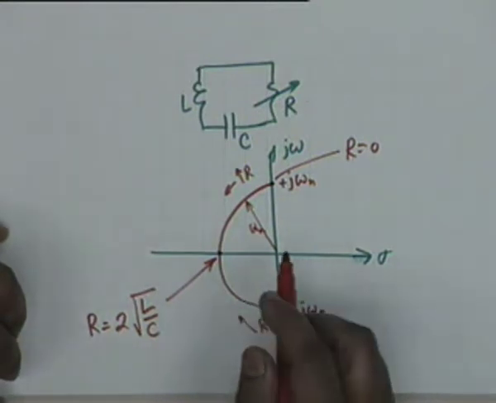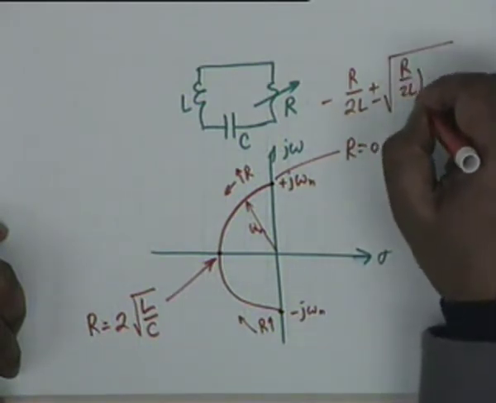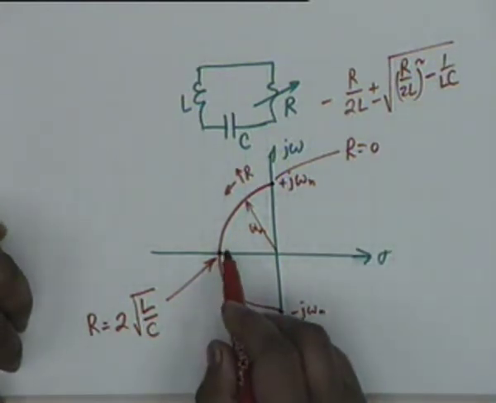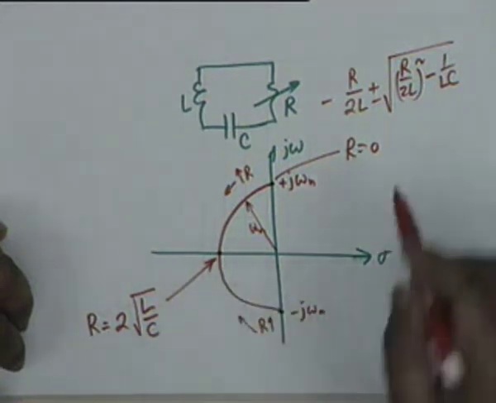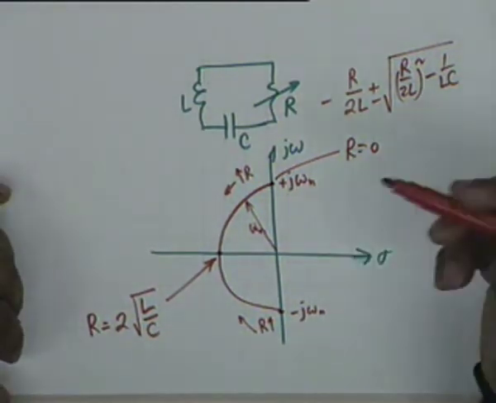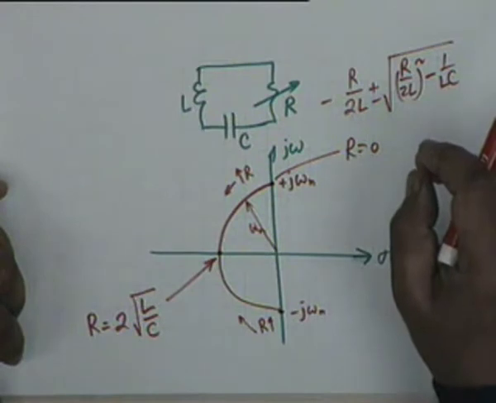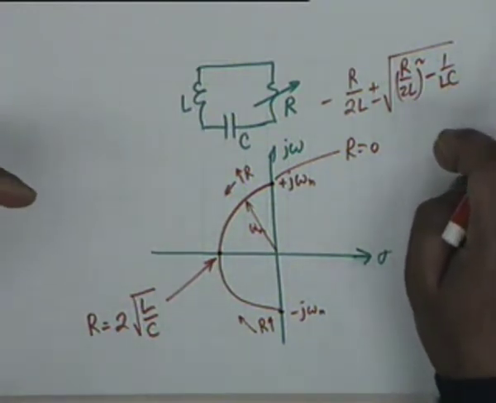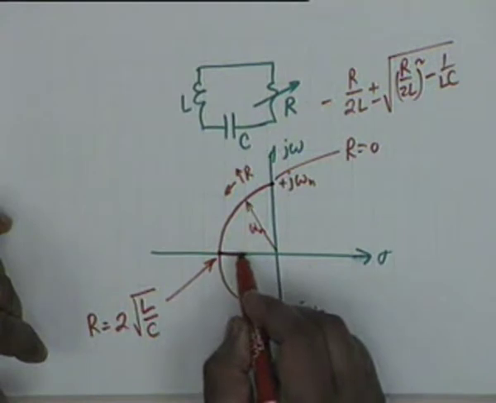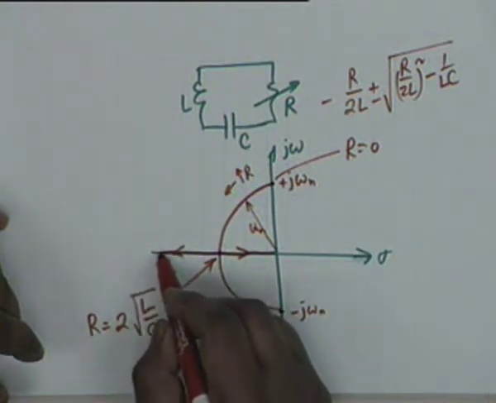Well, what happens is, you recall that the roots are minus R by 2L plus minus square root of (R by 2L) whole squared minus 1 over LC. Now, this point corresponds to capital D equal to 0. Alright. That means the roots are at minus R by 2L. Now, when resistance increases further, this minus R by 2L is either added to a quantity less than it or subtracted, that is a negative quantity which is less than it is added to it. What does it mean? It means that one of the roots goes towards the origin and the other root goes towards infinity.